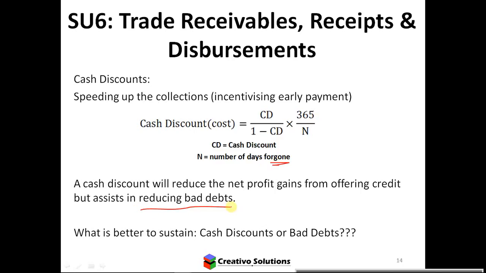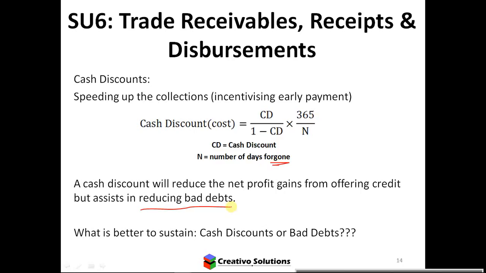Okay, remember there's a trade-off. Are we going to allow customers to pay early? If we do, we realize cash ahead of time, which is good, but I don't realize as much because I'm giving a discount. But if I wait and I don't give a discount, I might have to write off bad debt. So do I give a discount or do I write off bad debt? That's a decision that the company needs to make.